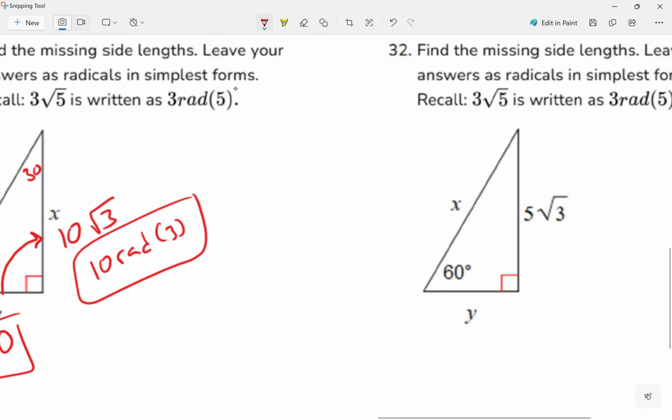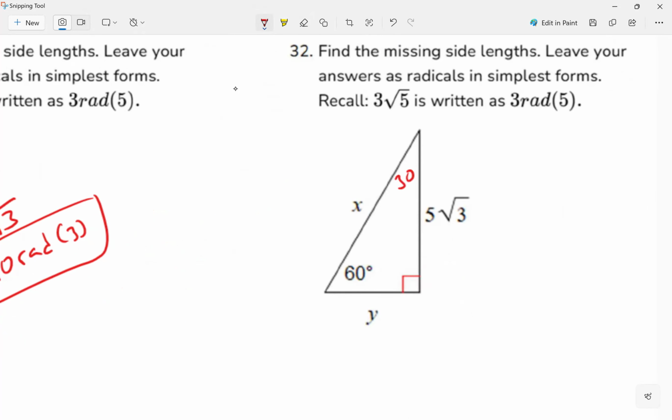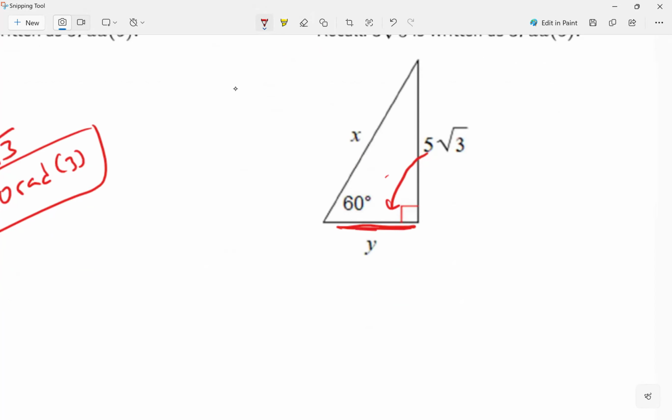Okay, let's take a look at number 32. My 30 degrees is here, and I want to have the small side. If I had the hypotenuse, here it is x, I would divide it by 2 and get the small side. But no, you have the medium side. So let's remember, if I had the small side, to get the medium side I multiply by radical 3. Because I'm going backwards, let me divide by radical 3. So I have 5 radical 3 divided by radical 3. Oh, my radicals cancel out. So this is 5.